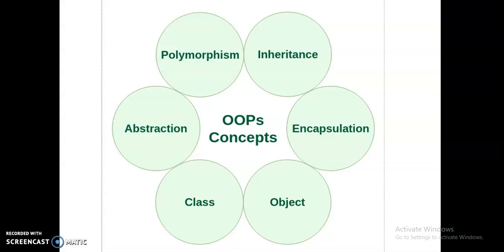These are all the key concepts of OOPS: object and class, abstraction, encapsulation, polymorphism, and inheritance. Generally, these concepts are called OOPS: class, object, abstraction, encapsulation, polymorphism, and inheritance. These concepts were not present in the structured programming language. These are only in the object-oriented programming language.